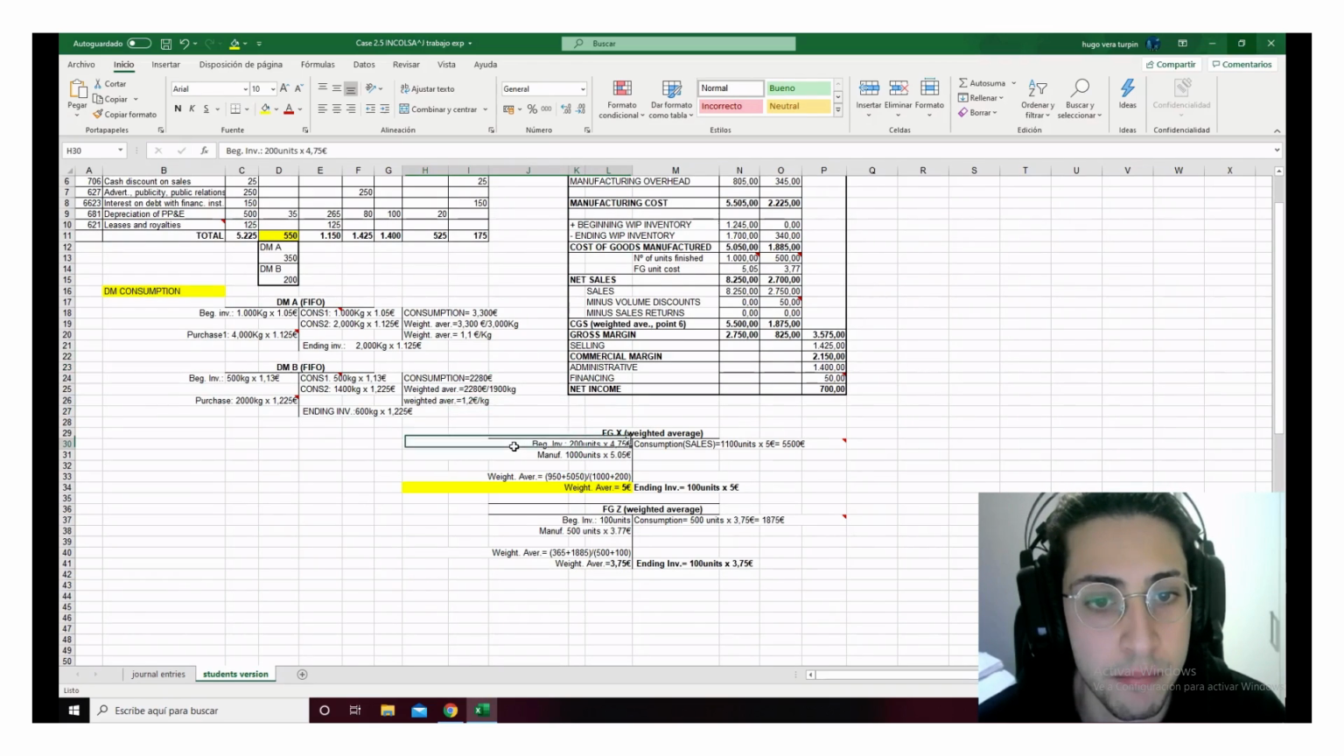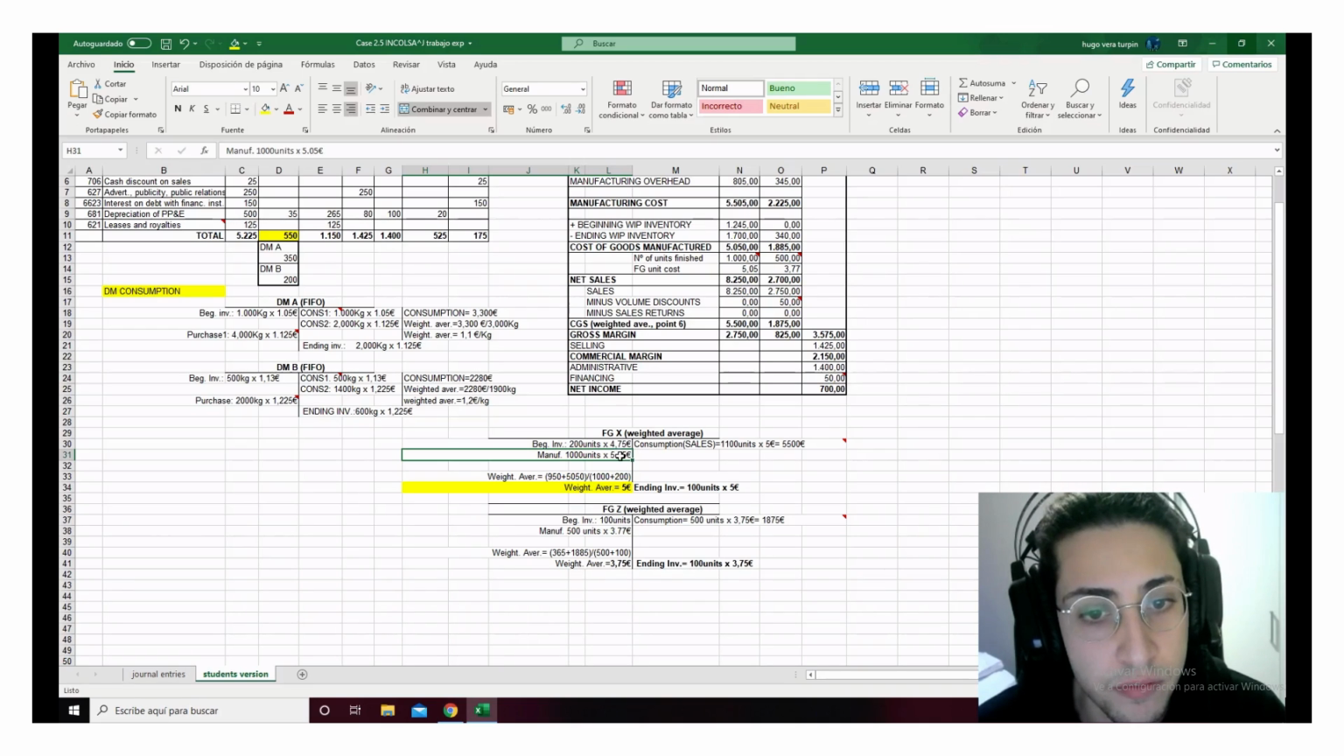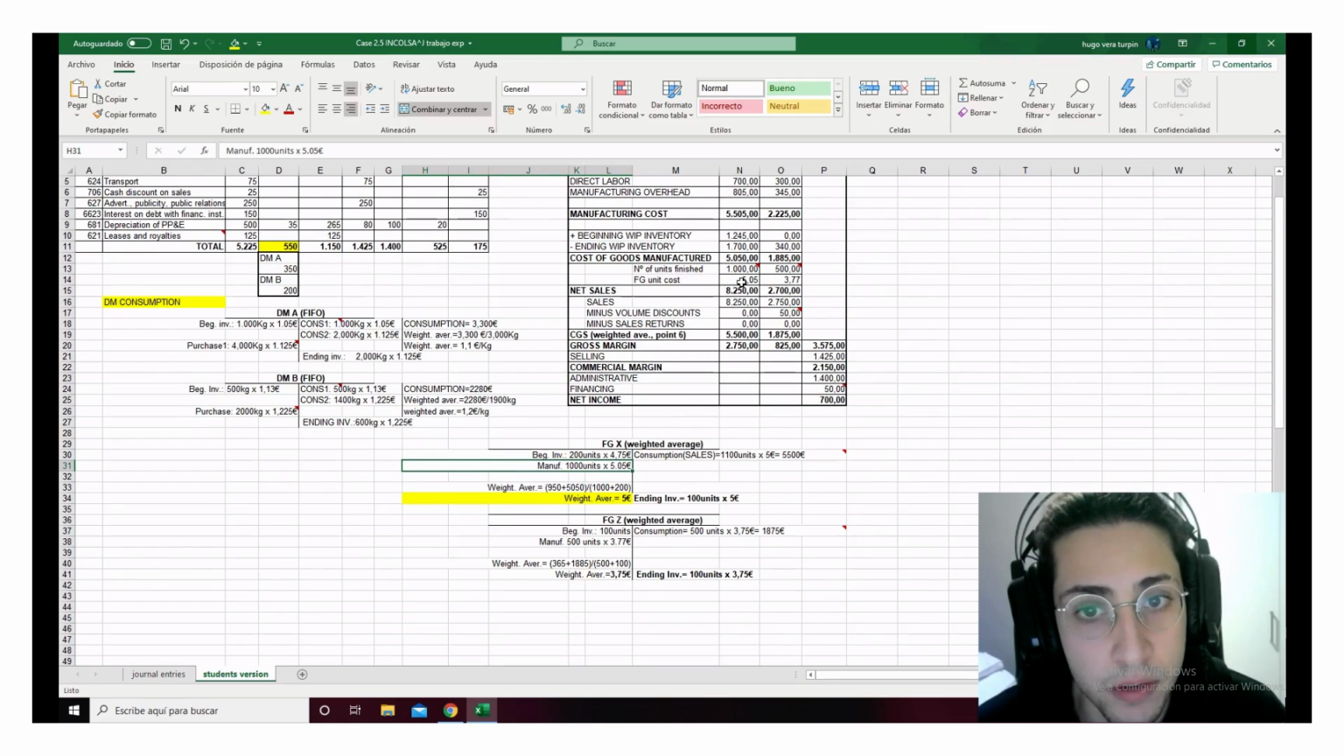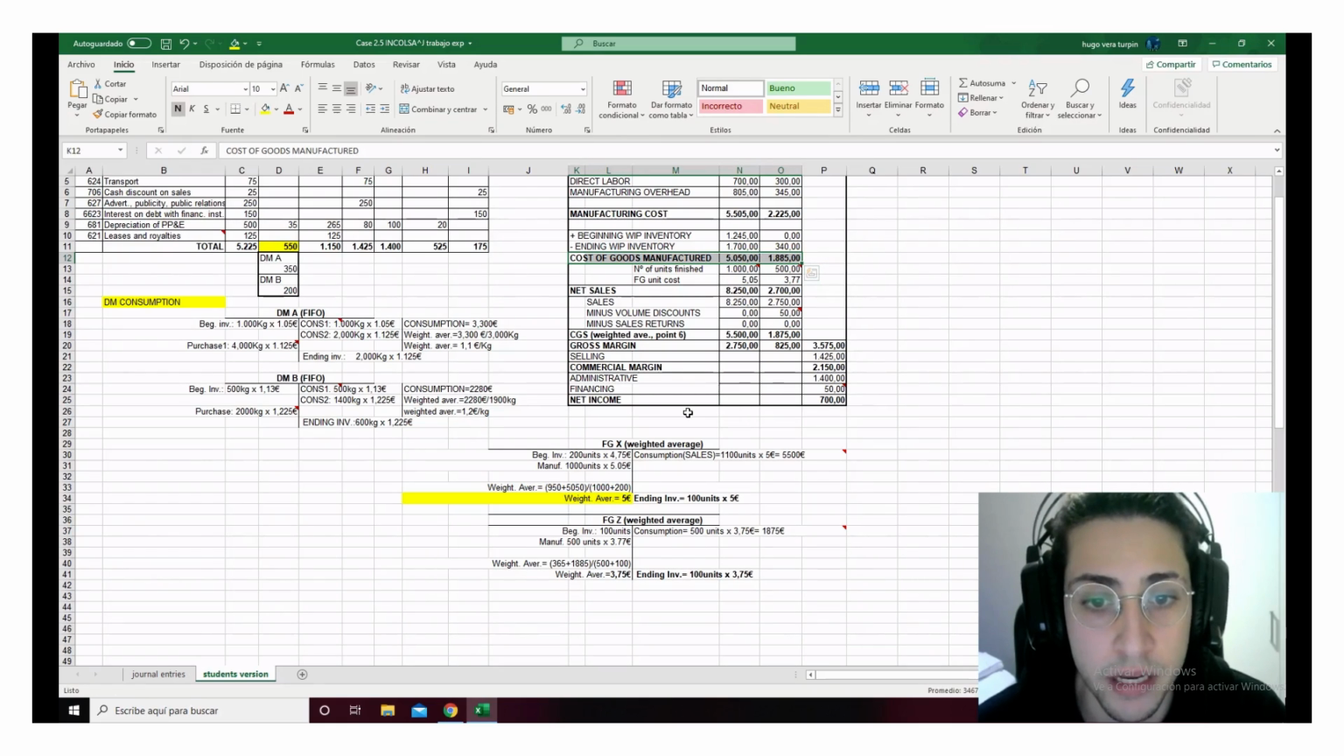Okay, now with respect to the product X. We have a beginning inventory that we can see on the balance and a manufacture of 1,000 units at a price of 5.05. This amount per unit comes from here, the cost of goods manufactured, which my teammate will explain later.